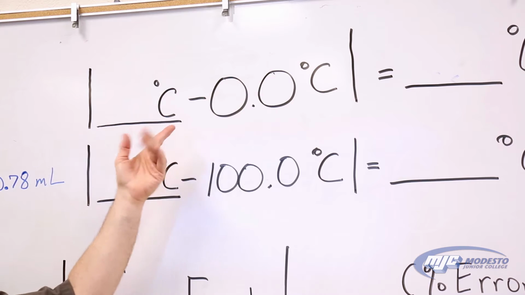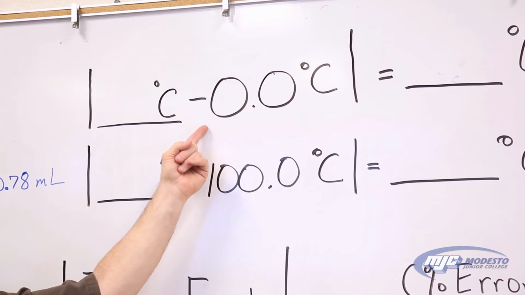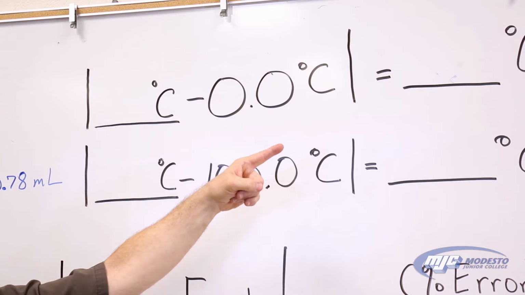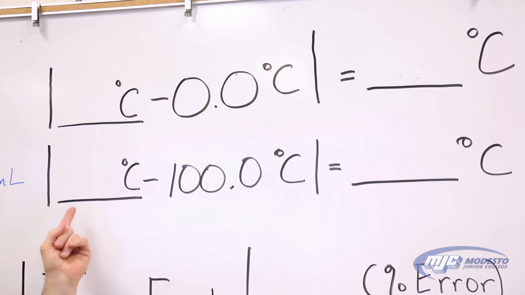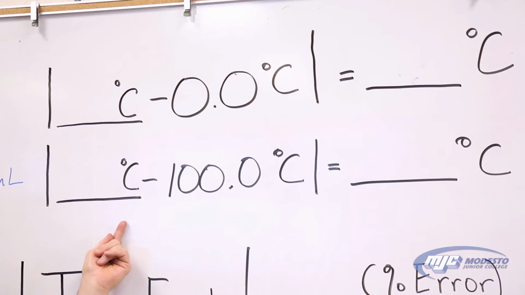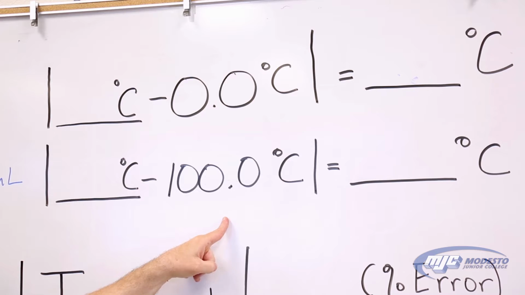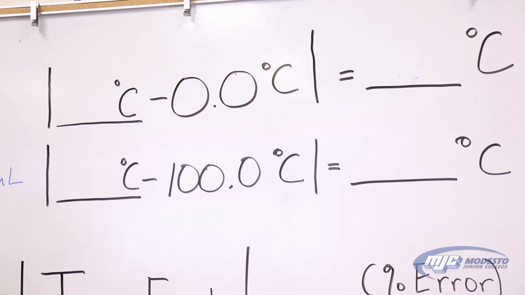What we do is we do this for both of the thermometers for the ice water. Whichever is closest to 0, has the smallest difference, that's the most accurate. Same thing for boiling water, whichever thermometer is closer to 100 degrees Celsius, that's the most accurate.